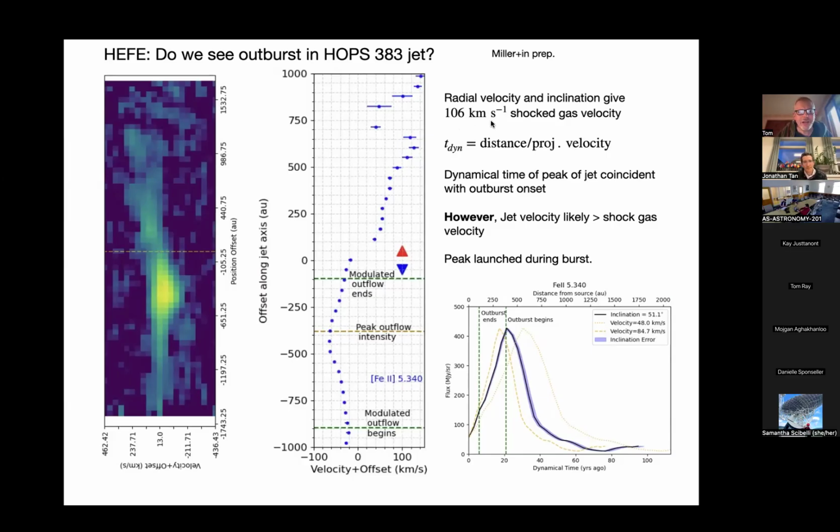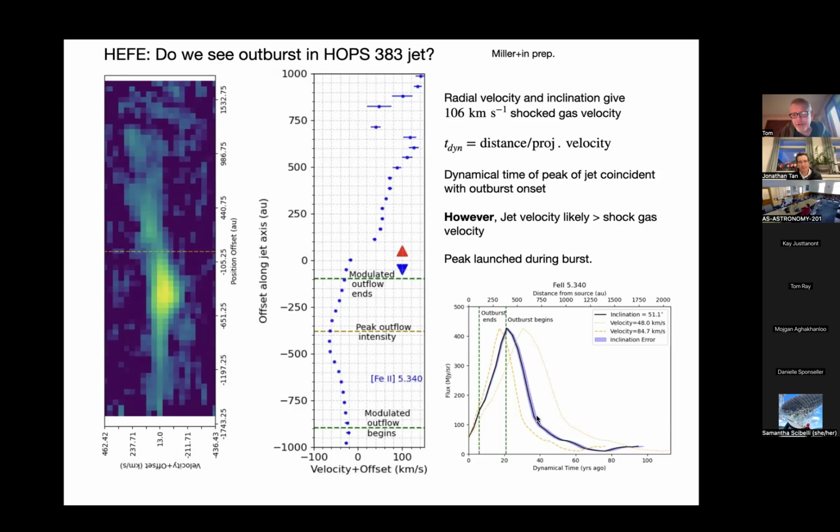106 kilometers per second. And then you can use the inclination to get a projected velocity along the plane of the sky. You can measure the distance along the plane of the sky. And you can then basically calculate a dynamical time for the jet or each portion of the jet. And so that's what we show on the right. This again is the work of Andy Miller.